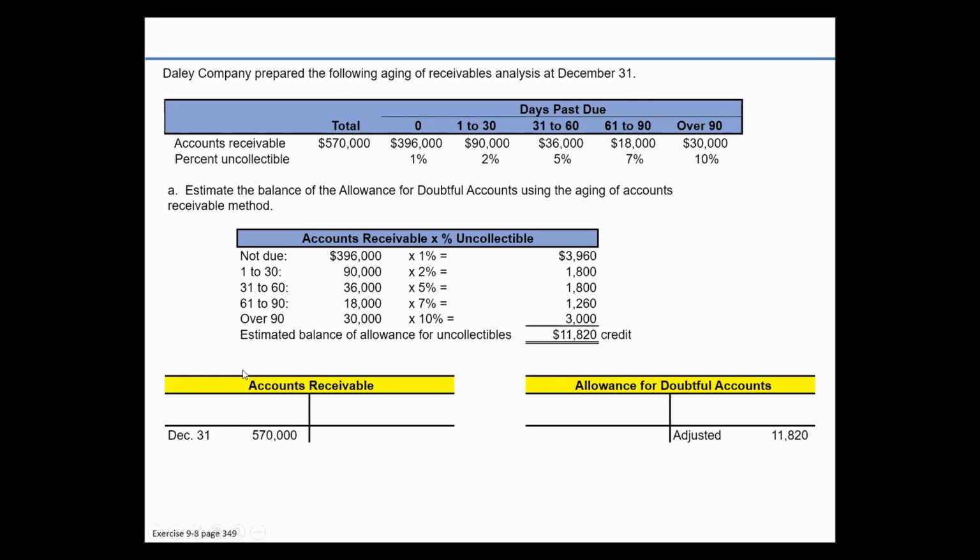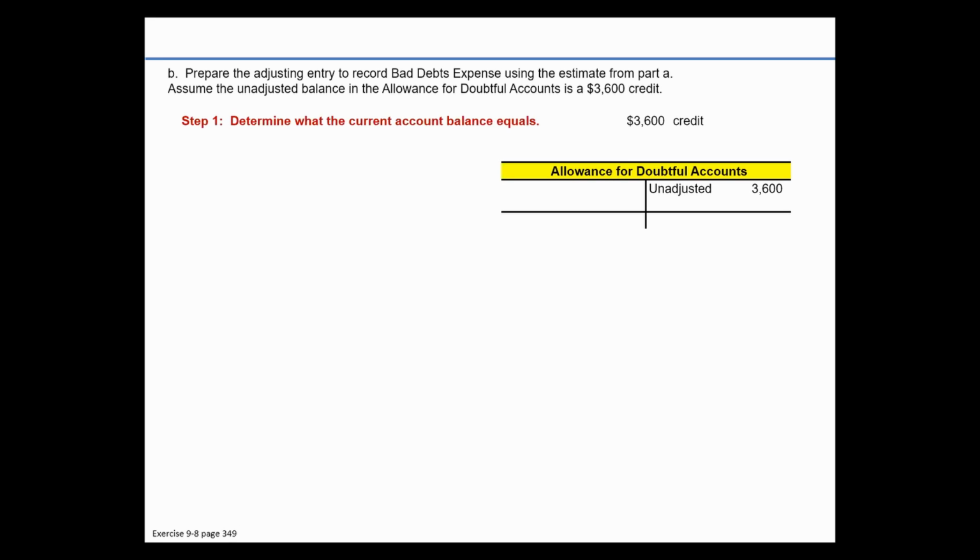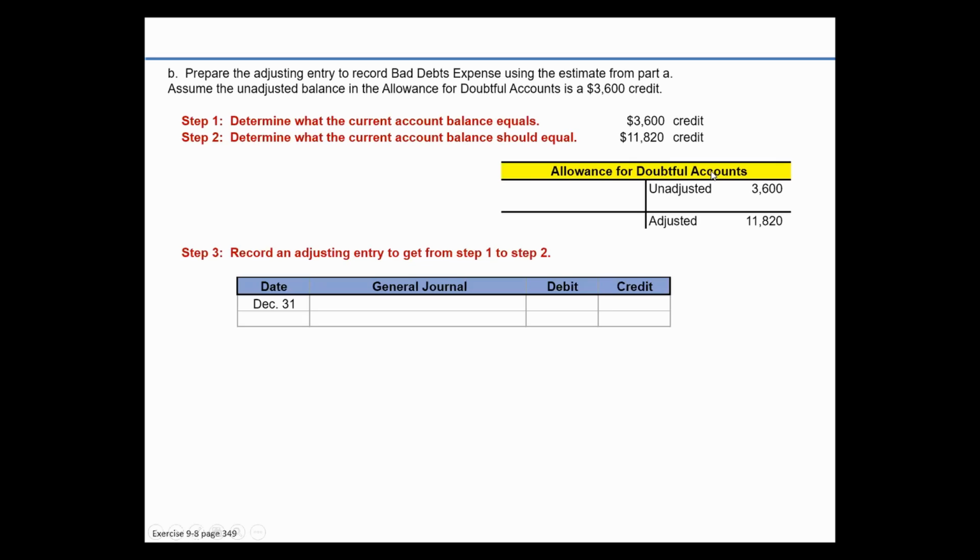So then what we'll do is prepare the adjusting entry. We determined the current account balance, which is the allowance for doubtful accounts, already has in there 3,600 from previous. And we'll determine what it should equal, which is 11,820, which is what we now know we won't collect under the allowance for doubtful accounts. So then we'll record the adjusting entry to correct that. We know that we have to credit it for 8,220. So again, if you take 11,820 minus 3,600, that's how you get that amount, because it's all on the same side. That's going to be your total.